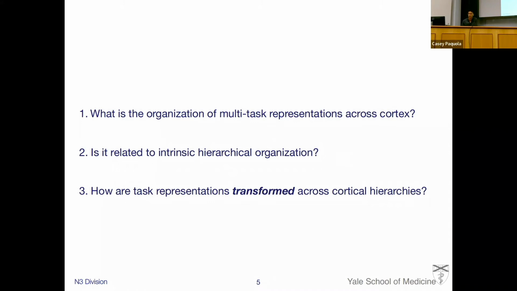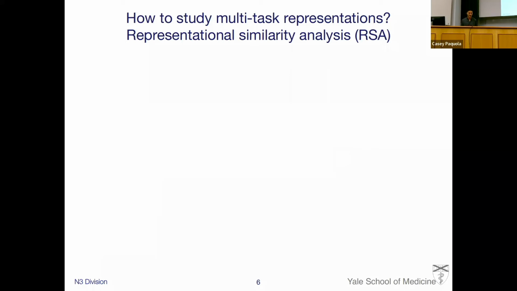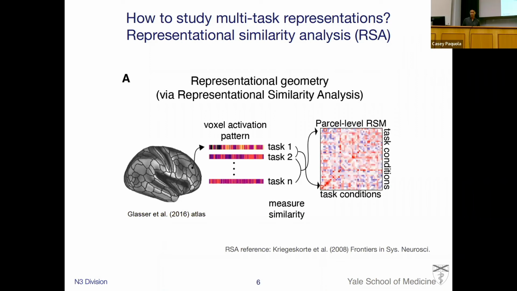All right, so the way we studied multitask representations was to use RSA, or representational similarity analysis. This was pioneered by Kriegeskorte and colleagues back in 2008. Our general modeling strategy was to apply some cortical atlas or parcellation. In this case, we use the Glasser atlas, which has 360 different cortical parcels. Within each parcel, you might have anywhere from 50 to a couple hundred vertices or voxels.